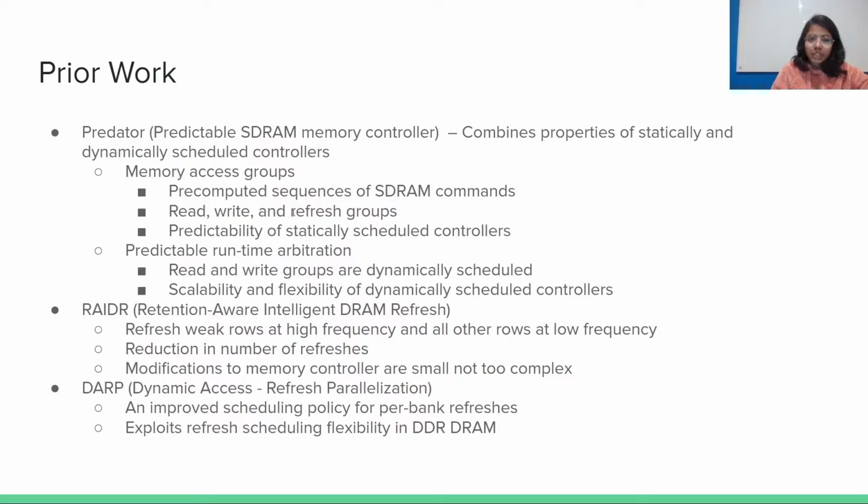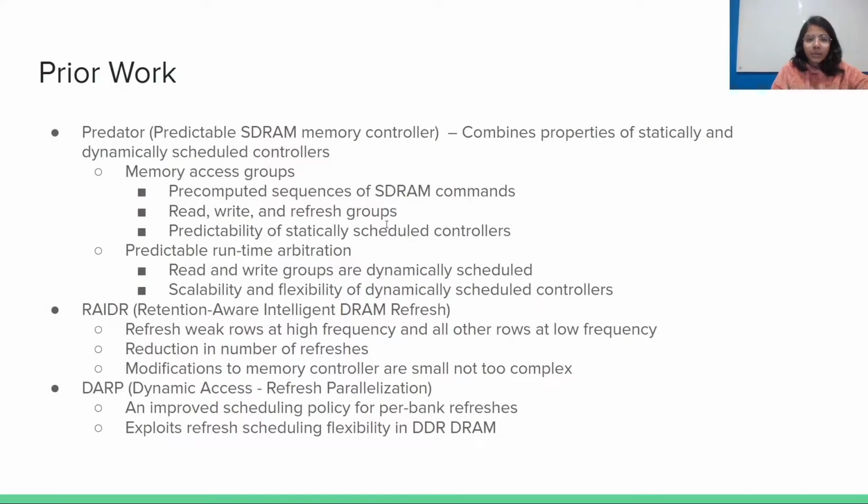The first step is done by defining memory access groups corresponding to the pre-computed sequences of SDRAM commands with known efficiency and latency. The second step is done by using a predictable arbiter to schedule these groups dynamically at runtime such that an allocated bandwidth and a maximum latency bound are guaranteed to the IPs.